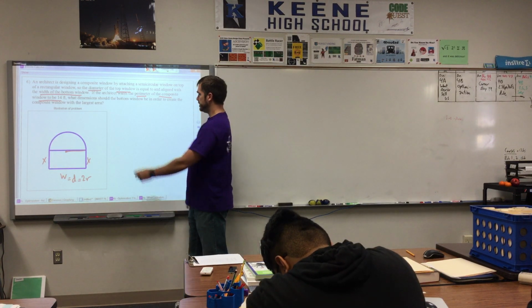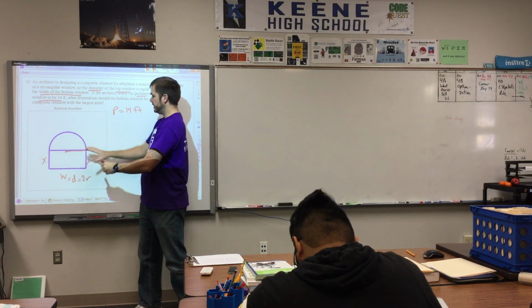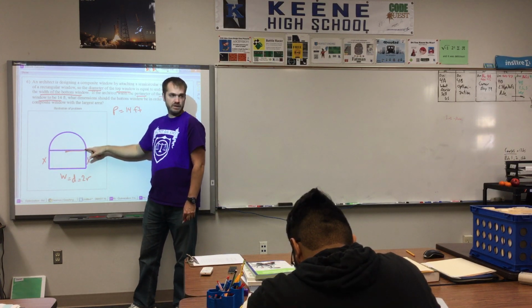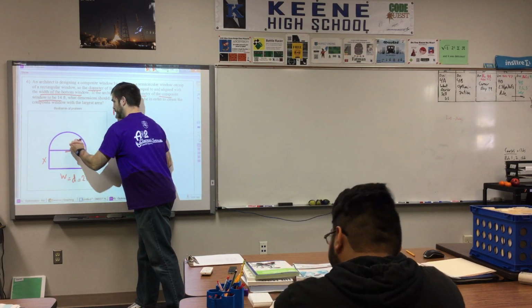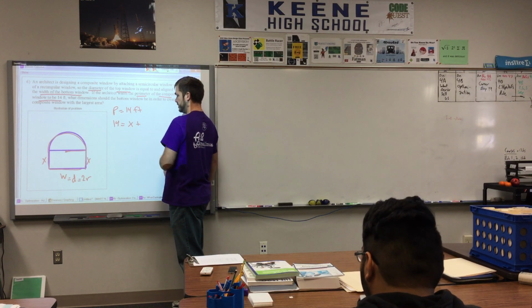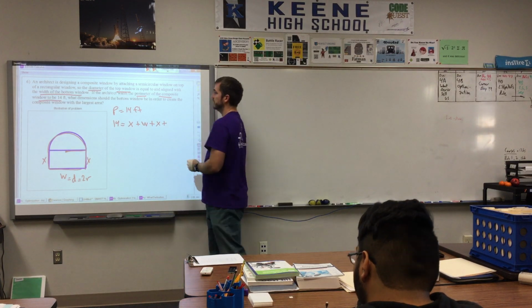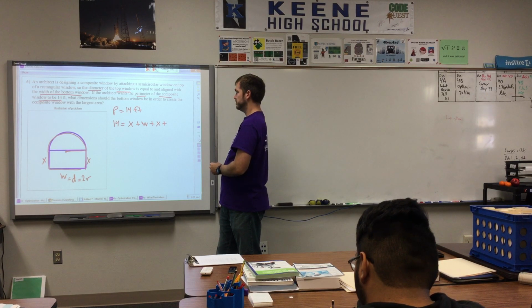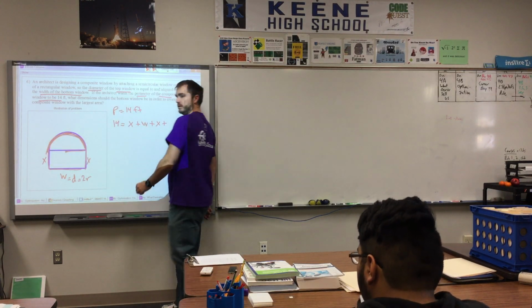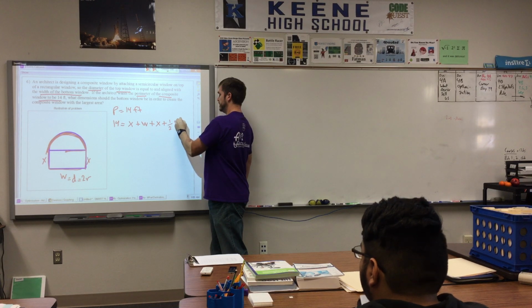So the perimeter is 14 feet. The actual window is the whole thing altogether. This line is just kind of helpful for us to see, and this line right here is not part of the perimeter. The perimeter is literally the outside section. So 14 is going to be X plus W plus X plus this region right up here. So would it be the 1/2 2 pi r? Mm-hmm. 1/2 2 pi r.